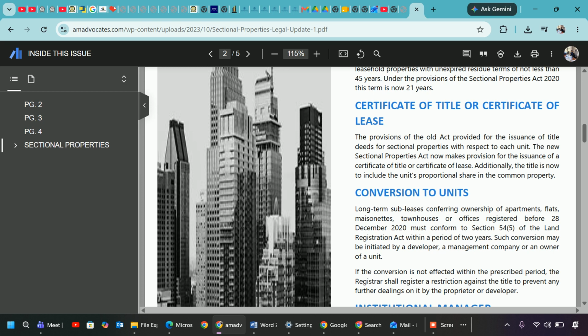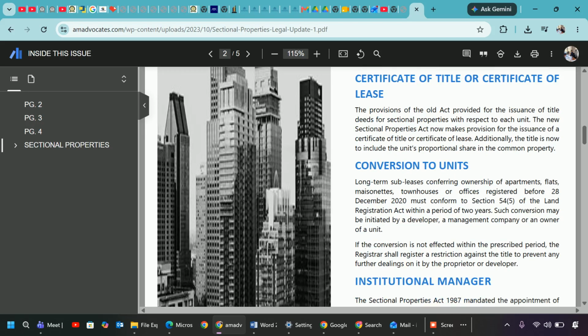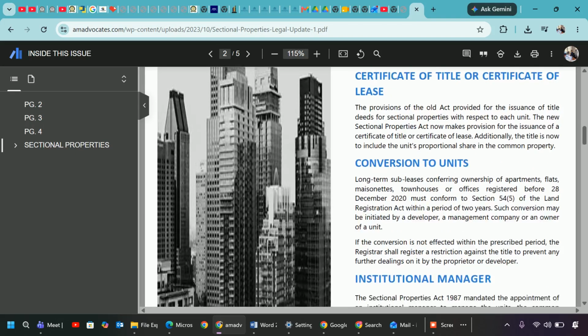Then if you check on certificate of title or certificate of lease, the provisions of the old Act provided for the issuance of title deeds for sectional properties with respect to each unit. But the new Sectional Properties Act now made provisions for the issuance of a certificate of title or certificate of lease. Additionally, the title is now to include the unit's proportional share in the common property. That was the second distinction.